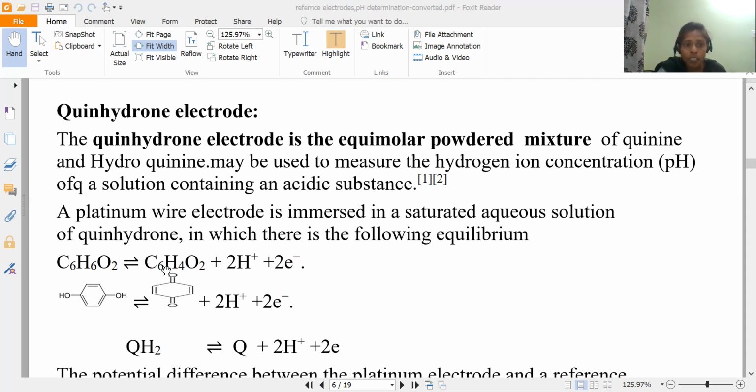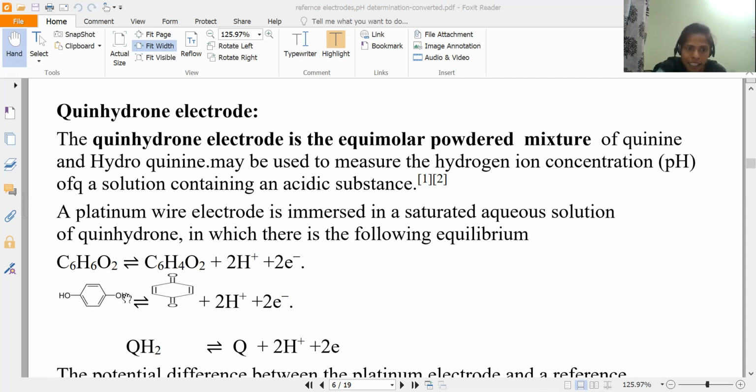And how is quinone converted to hydroquinone? Quinone gains two H+ ions. By adding two electrons, hydroquinone is formed. Yes, this is the structure of hydroquinone and this is the structure of quinone.